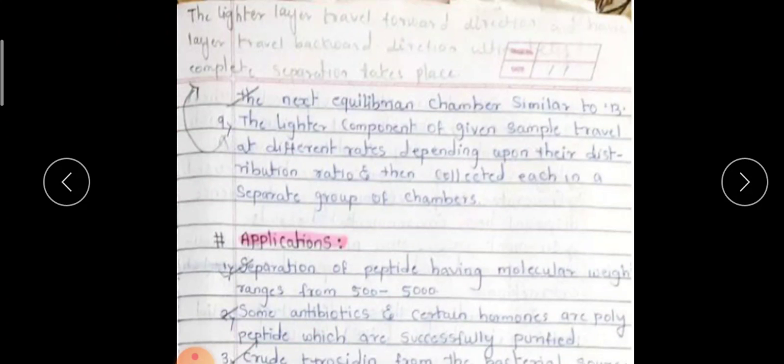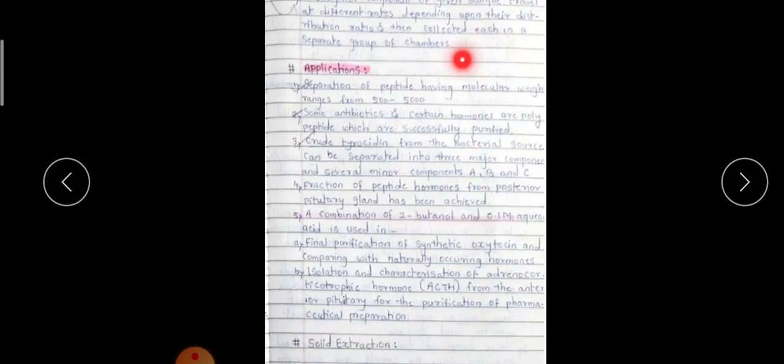With this, the complete separation takes place. Or you can write this point also: the components of the given sample travel at a different rate depending upon their distribution ratio and are then collected, each in a separate group of chambers. This is their working.